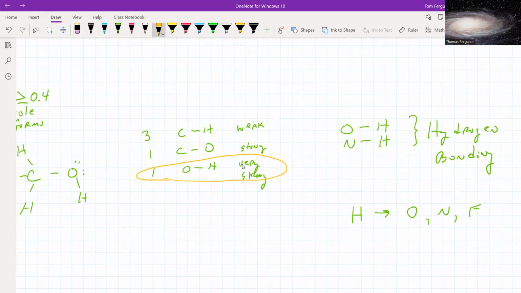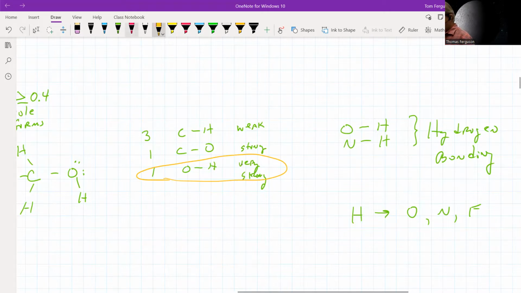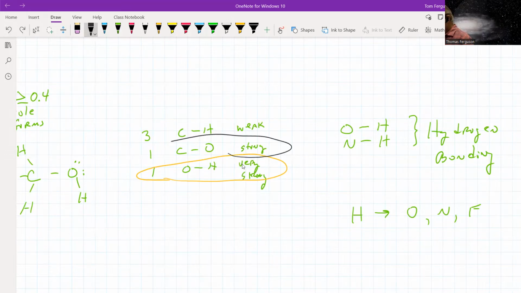Okay, now that's going to overwhelm the molecule in terms of polarity. It's also got a moderately strong carbon-oxygen bond. And we have three weaklings, three weak bonds. So overall, methanol is going to be a net polar molecule.